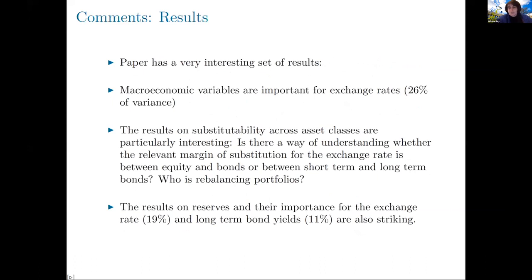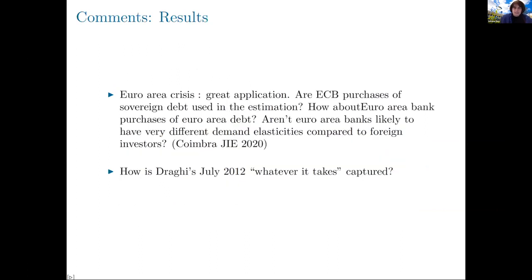I was wondering whether they could have a way of understanding better the relevant margin of substitution for the exchange rate. Is it between equity investors and bond investors, or between short-term and long-term bonds? Who is rebalancing the portfolios? I don't know if they can say more about that, but I think it's a very interesting issue. The results on the importance of reserves for asset pricing are also very striking.